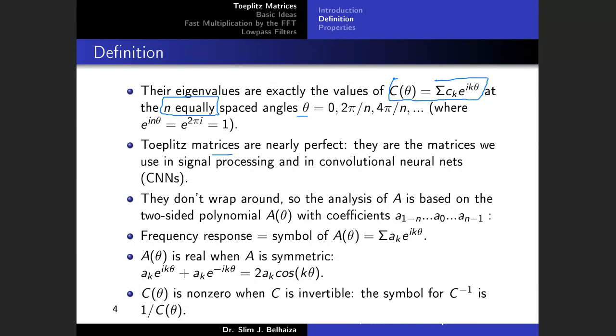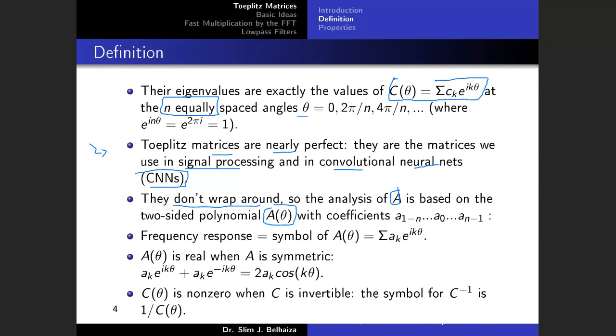Toeplitz matrices are nearly perfect, not as much as circulant matrices, but they are the matrices we use. In fact, we use them in signal processing and in convolutional neural nets. If we have the time, we'll come back to it. So Toeplitz matrices are quite important for convolutional neural networks. They don't wrap around as circulant matrices do. So the analysis of a Toeplitz matrix is based on the two-sided polynomial we can obtain.